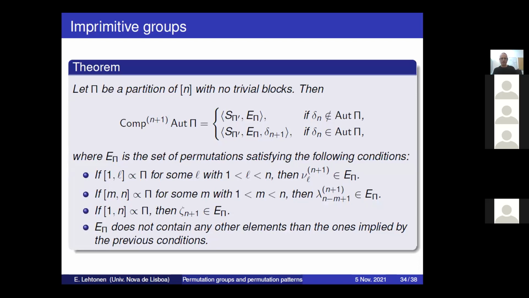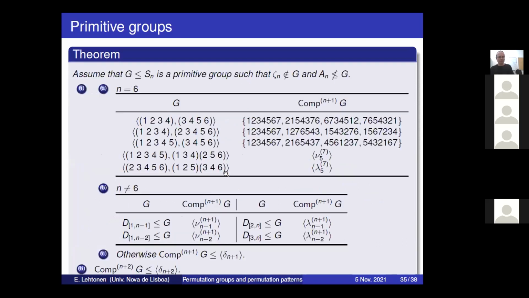For the imprimitive groups, we get quite a similar description. They are the transitive permutation groups that do preserve a non-trivial partition. And we take this partition and it plays a similar role in the description of the compatible permutations. The same construction of the pi prime applies also here. But here we have some additional permutations. I'm not going to describe this.